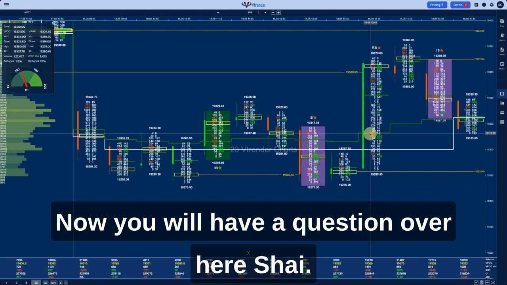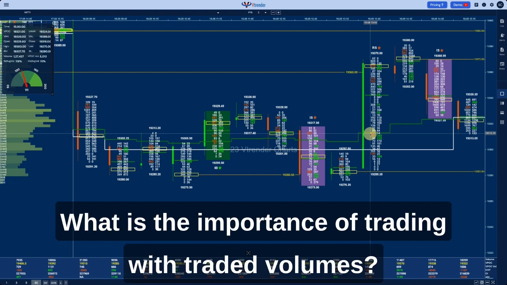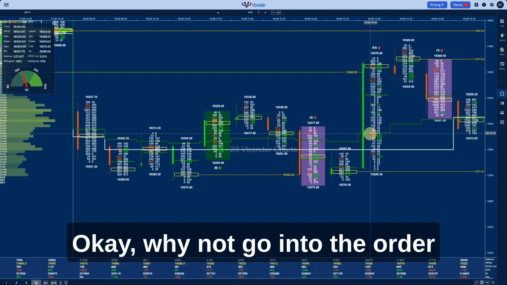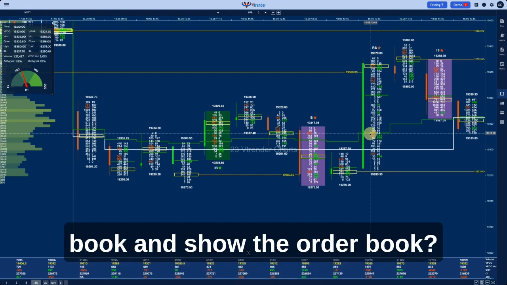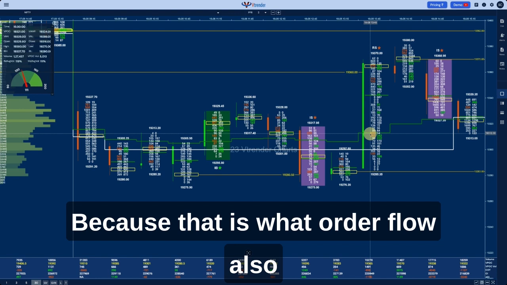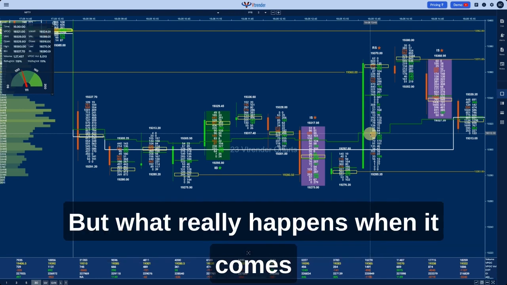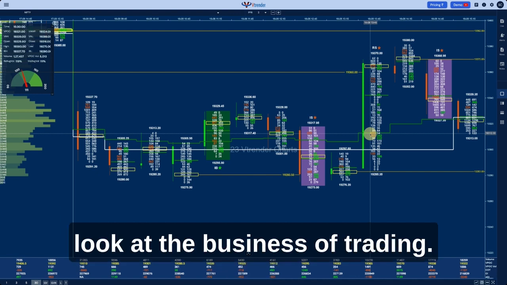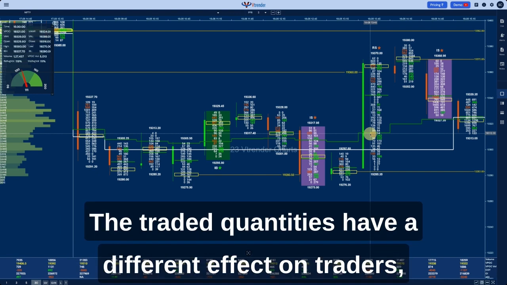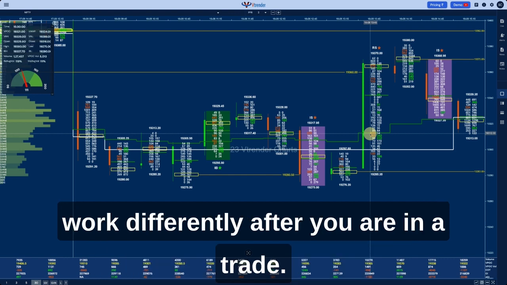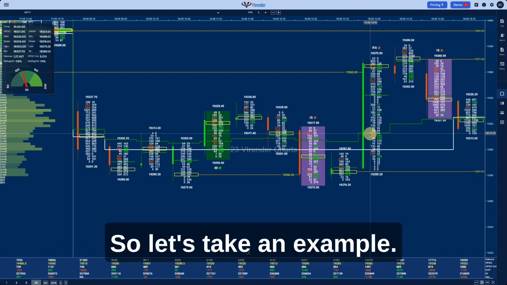Now you will have a question over here: what is the importance of trading with traded volumes? Why not go into the order book and show the order book, because that is what order flow also is. And you are correct, that is order flow. But what really happens when it comes to the business of trading, the traded quantities have a different effect on traders, and they work differently after you are in a trade. So let's take an example.